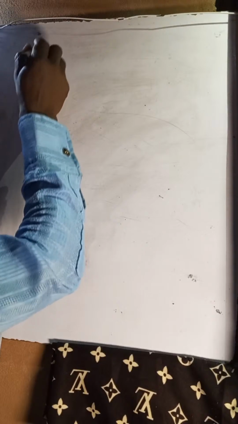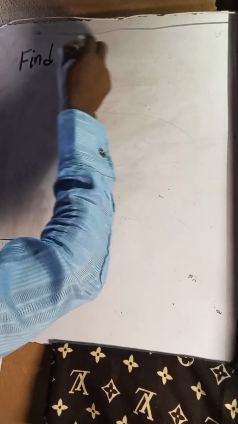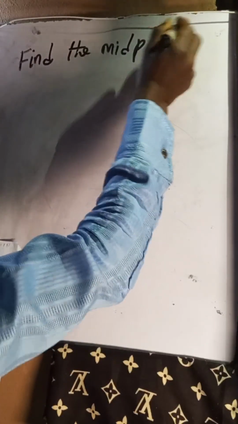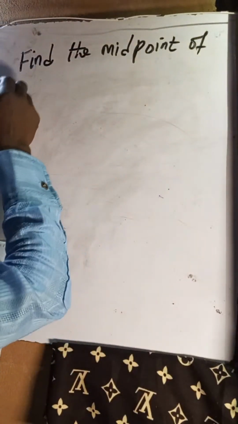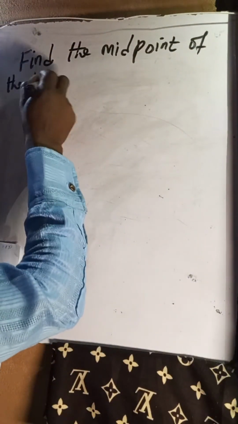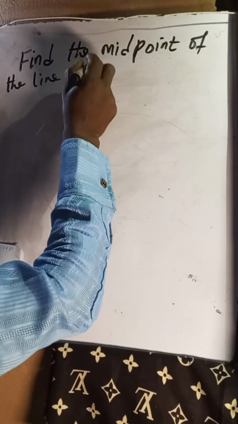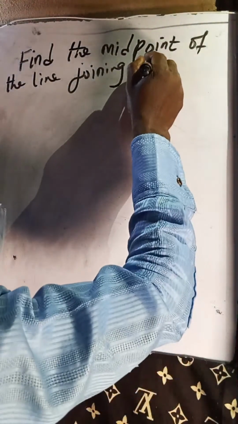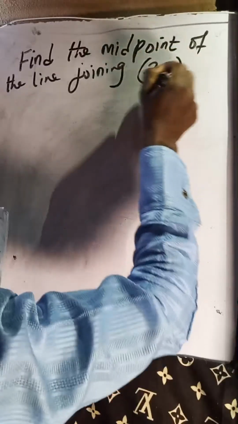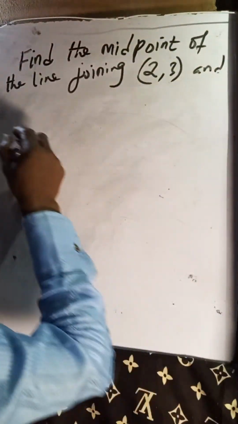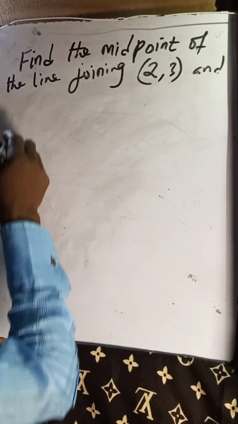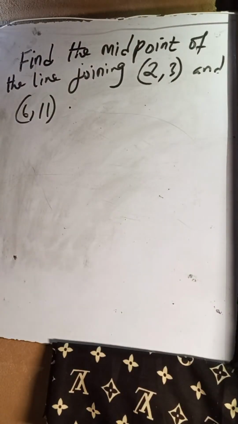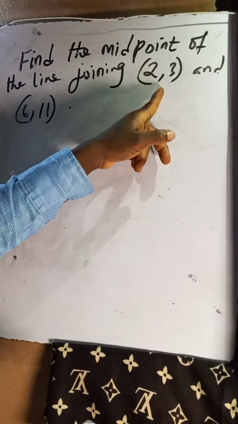Find the midpoint of the line joining the coordinates 2, 3, and 6, 11. Now look at this question. Find the midpoint of the line joining these 2 points.